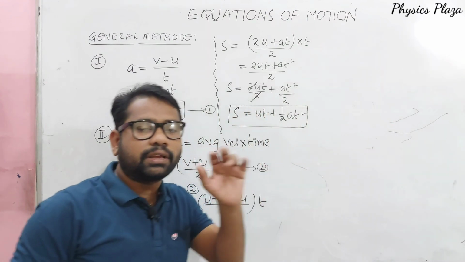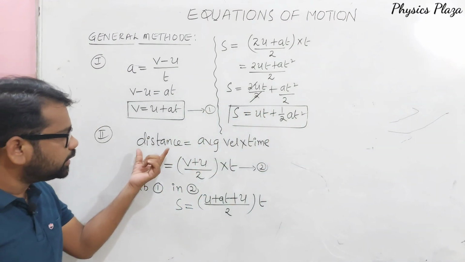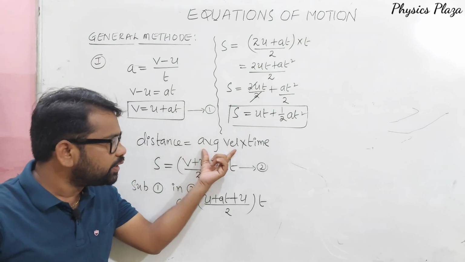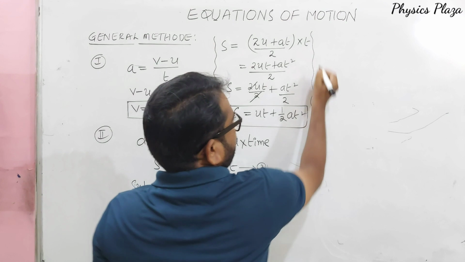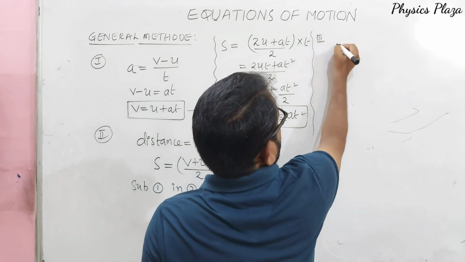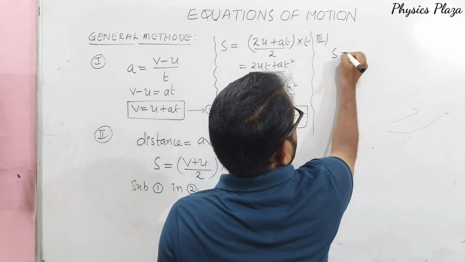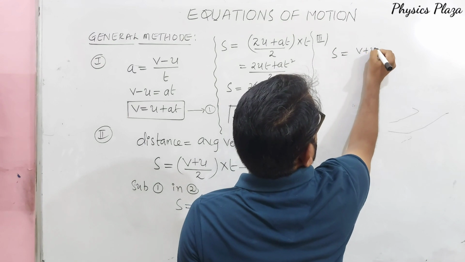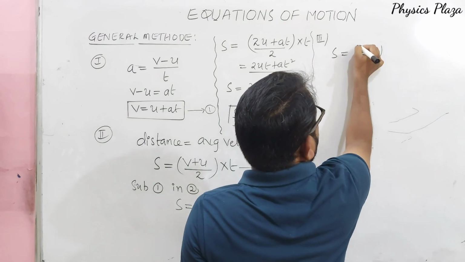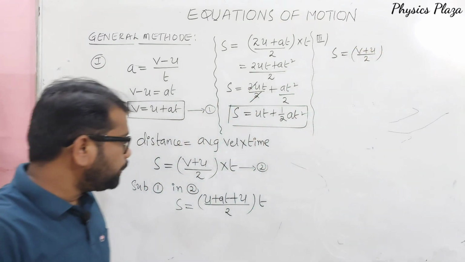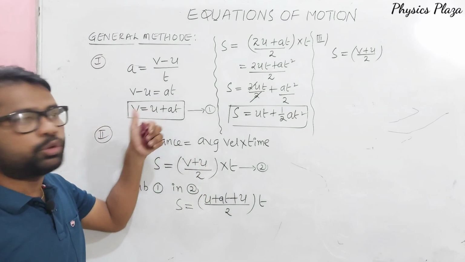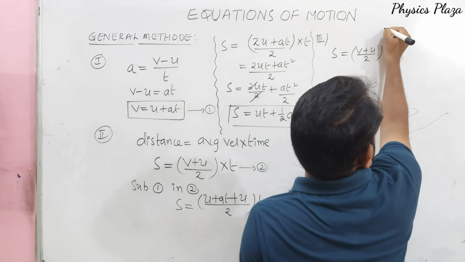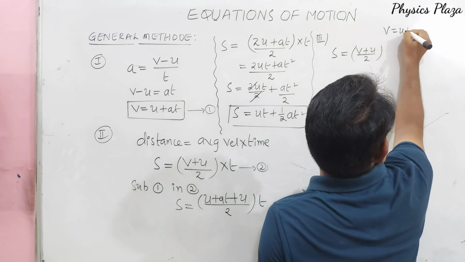Children, in order to derive the third equation of motion, let us take the same formula, that is distance is equal to average velocity into time. Let us see here how we are going to get the third equation of motion. That is S is equal to V plus U by 2 into, in the place of time, what can we write? Again, let us take the help of V is equal to U plus AT.